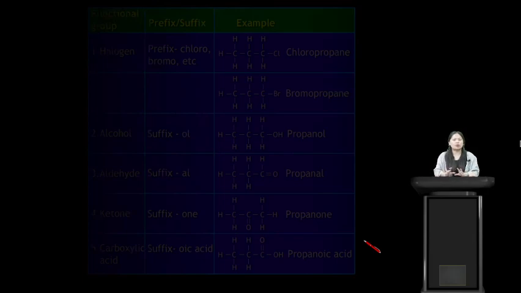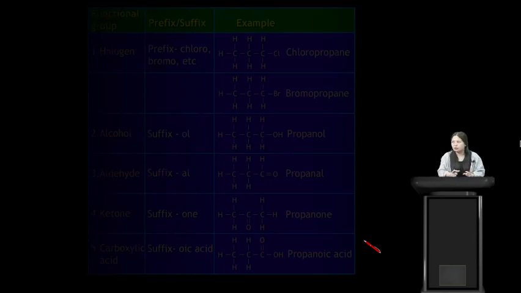We have discussed that all compounds which contain just carbon atoms and hydrogen atoms are called hydrocarbons. Then we have discussed functional groups. The atoms or groups of atoms replacing hydrogen atoms of hydrocarbons are called functional groups, and these functional groups determine the properties of the compound. Some of the functional groups mentioned here are alcohol, aldehyde, ketone, carboxylic acid, and halogen.